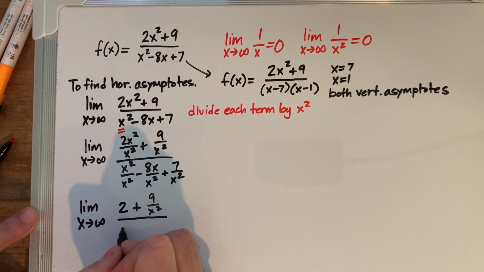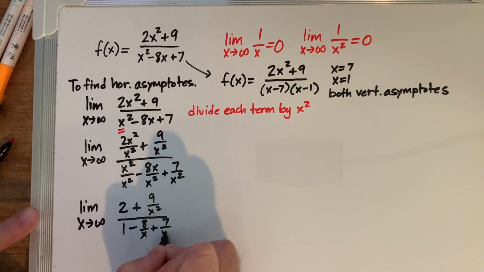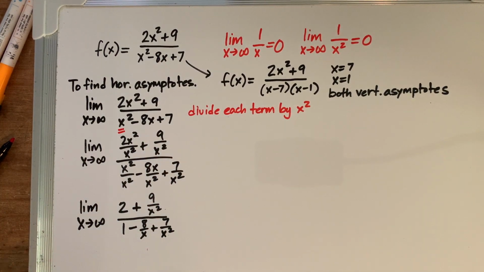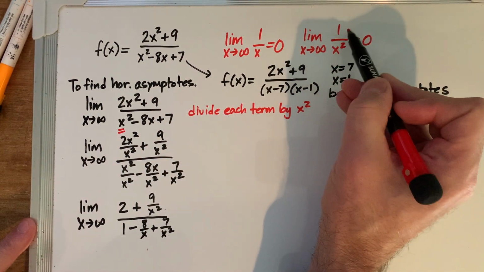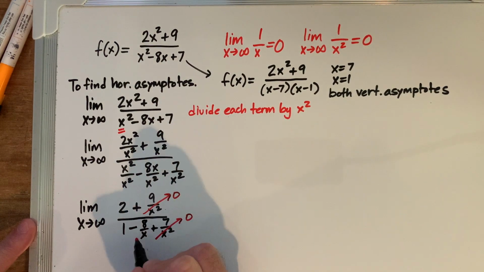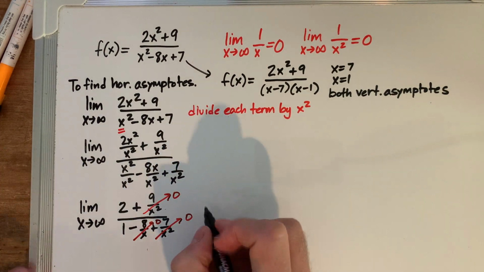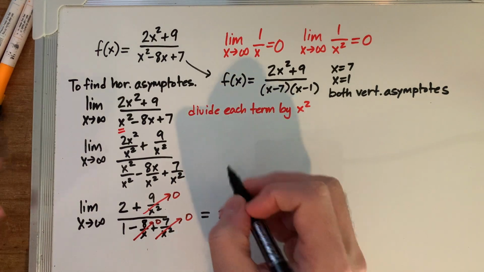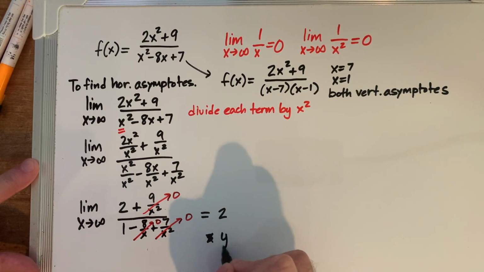And then on the bottom here, we've got 1 minus 8 over x plus 7 over x squared. Okay, as x goes to infinity, and actually as x goes to negative infinity, the same thing is going to happen here. The 9 over the x squared, remember, it doesn't really matter what finite number is on top there. It's still going to go to 0. This is going to 0. The 7 over x squared is going to 0. And the 8 over x, they're all going to 0. And so what we're left here with is a limit of 2. Okay, and so our horizontal asymptote in this case is at y equals 2.